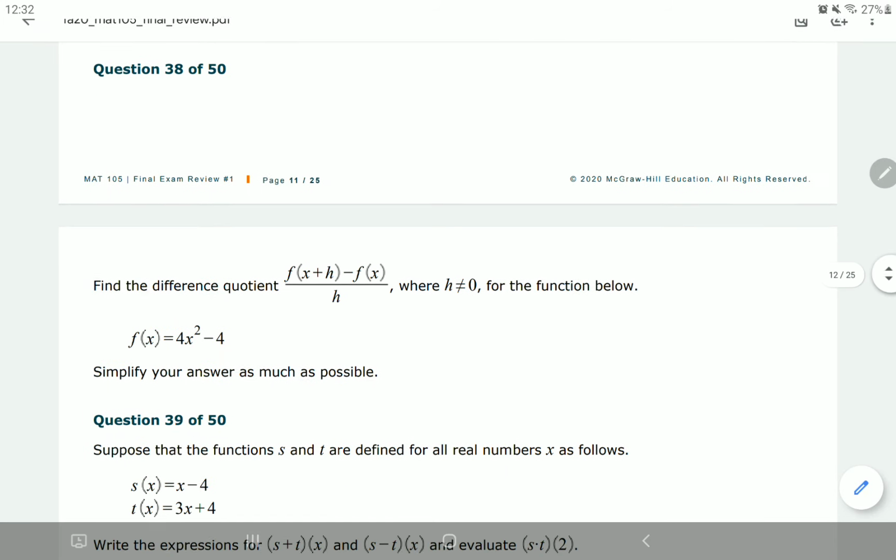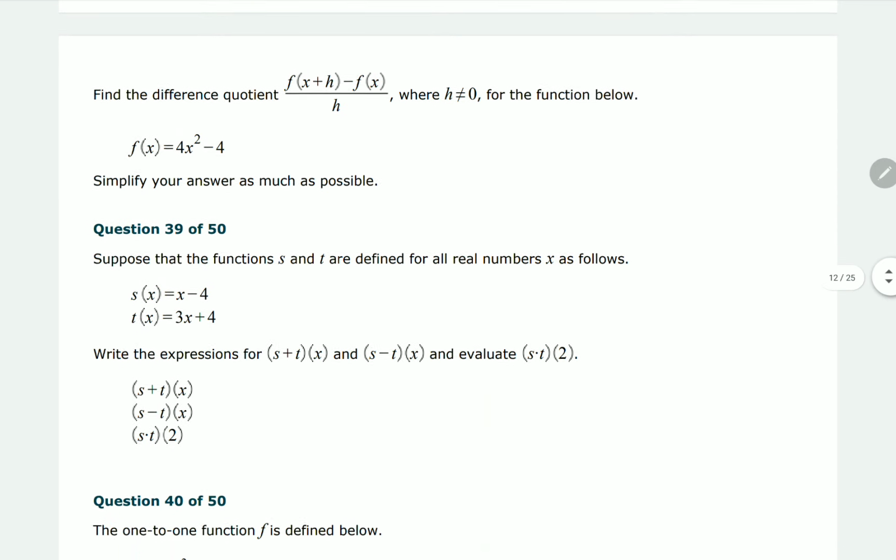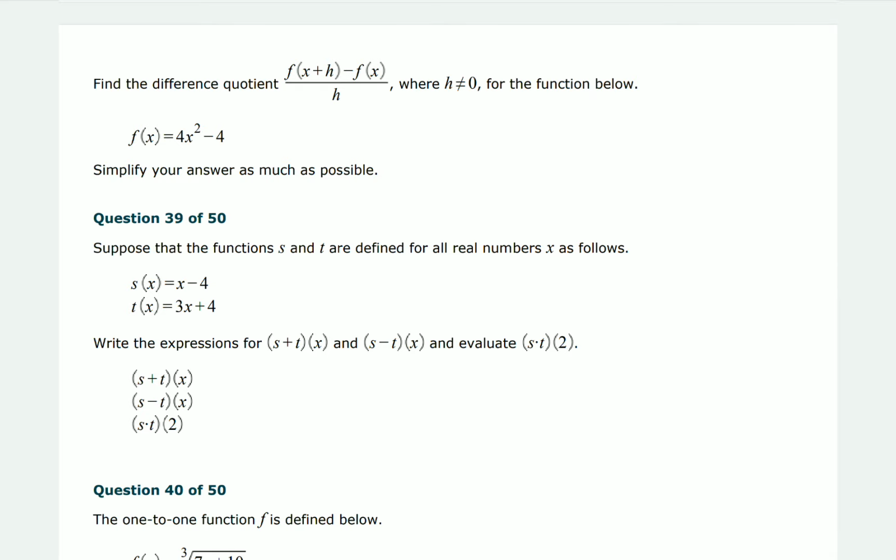Number 38. It says find the difference quotient, which is f of x plus h subtracted by f of x, all divided by h, where h does not equal 0, for the function 4x squared minus 4. Simplify your answers as much as possible. After I complete this one, I'm also going to do a supplementary problem to show you a different kind of function you may receive on the exam.